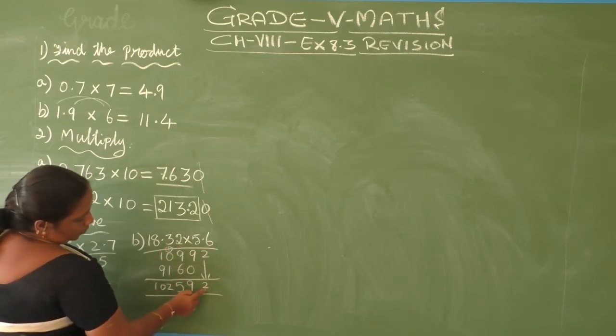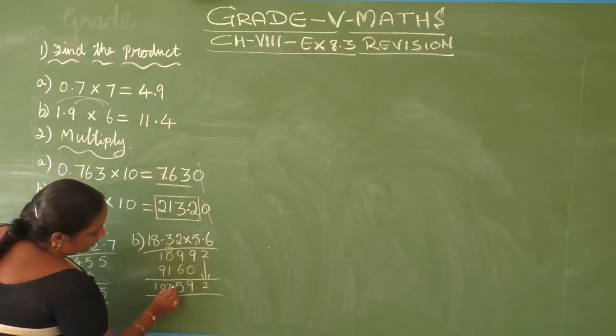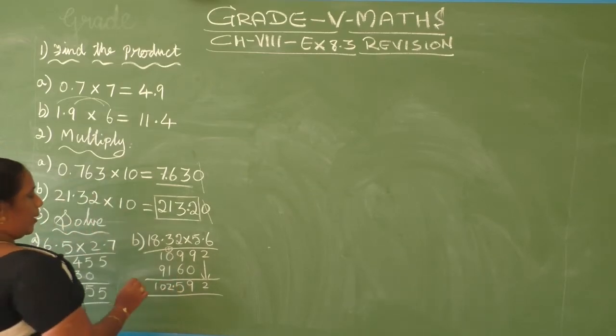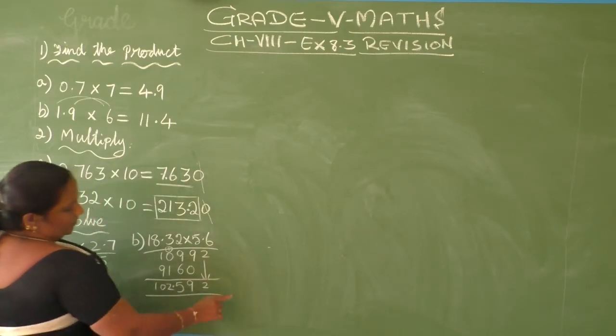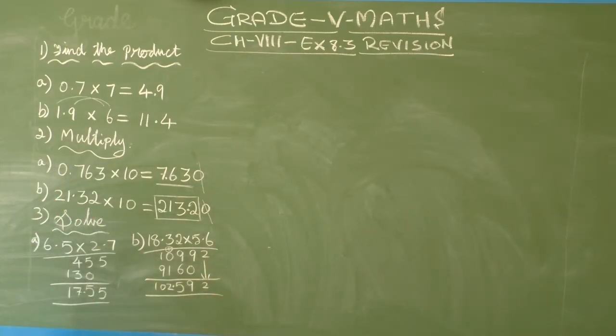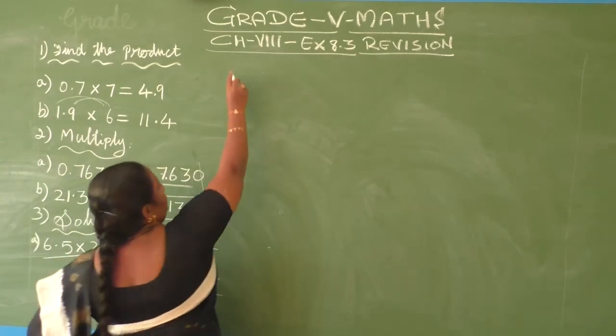So here also 1, 2, 3. After 3 places you have to keep the decimal point. So what is the answer? 102.592. Okay da. So we completed 3rd Roman revision. Shall we go to the next one? Right. 4th Roman.